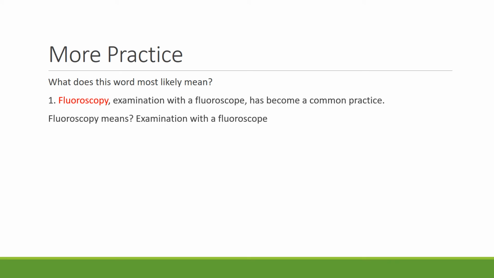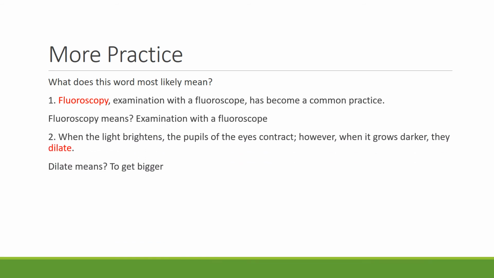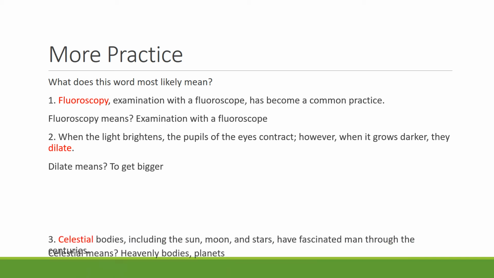Fluoroscopy, examination with the fluoroscope, has become a common practice. Fluoroscopy most likely means examination with a fluoroscope. We can see this because there are commas around the explanation of the clue. Number two, when the light brightens, the pupils of the eyes contract. However, when it grows darker, they dilate. Do we see an antonym clue here? We do. The word however lets us know that we are comparing the word contract and dilate. Based on the context of this sentence, dilate most likely means to get bigger.